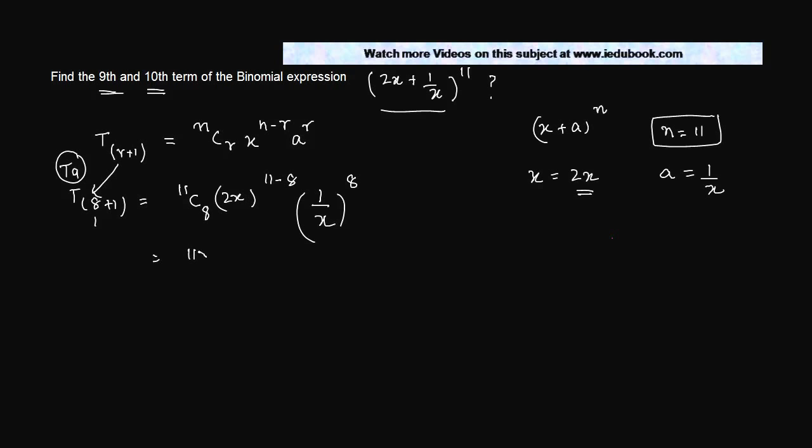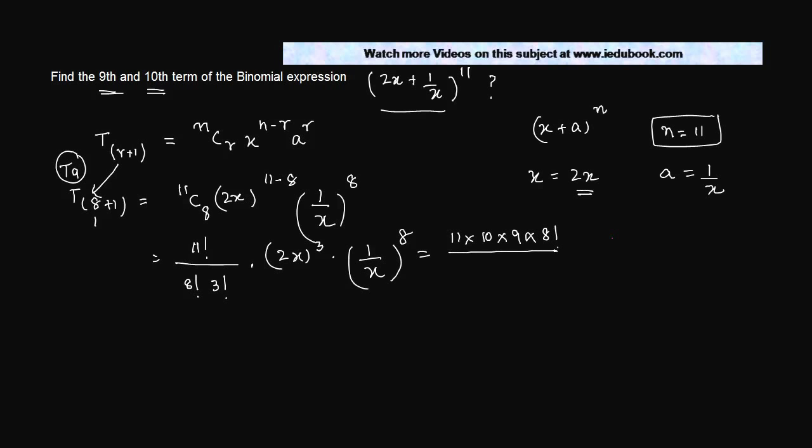So this can be found out as 11 factorial upon factorial 8 factorial 3, into (2x)^3 into 1 upon x^8. So factorial 11 can be written as 11 into 10 into 9 into factorial 8, divided by factorial 8 into 3 into 2. Factorial 3 can be expanded as 3 into 2. Into (2x)^3 can be written as 8x^3 into 1 upon x^8.